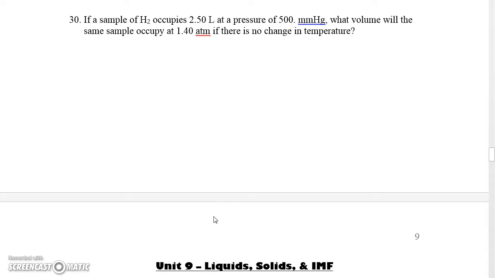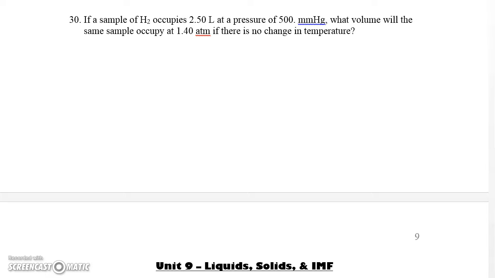So with this problem here, let's go shopping. Let's figure out what we need to do in this problem. We've got a sample of helium that occupies 2.5 liters at a pressure of 500 millimeters of mercury. What would the volume be if the same sample occupied 1.4 atmospheres if there's no change in temperature?